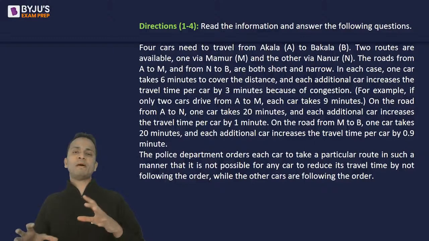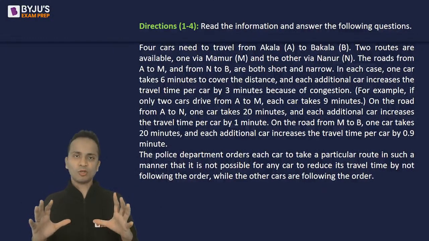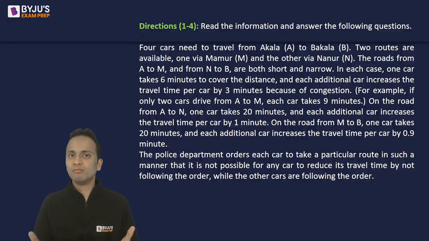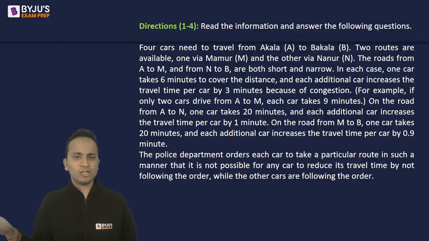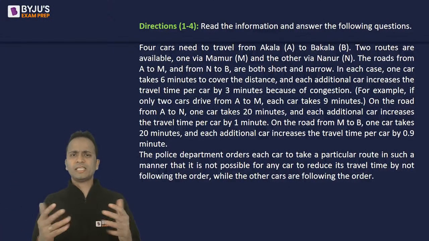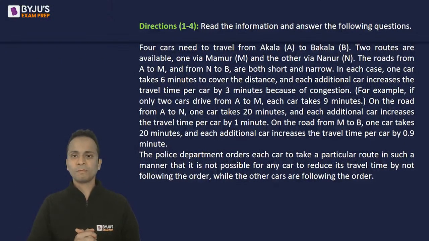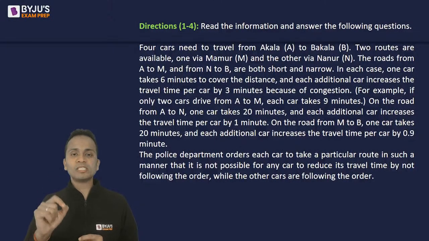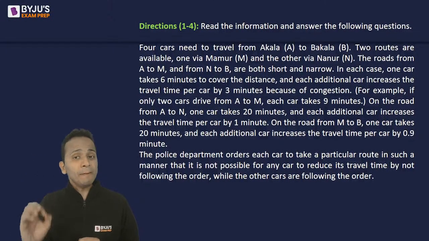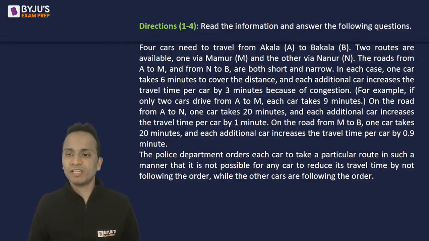So let's say the police department has ordered a particular movement of cars. Let's say two cars from one route and two cars from the other route. So there are four cars, and two cars will take one route and two cars will take the other route. Now, the police department orders each car to take that particular route in such a manner that it is impossible for any car to change the route and hence save time.